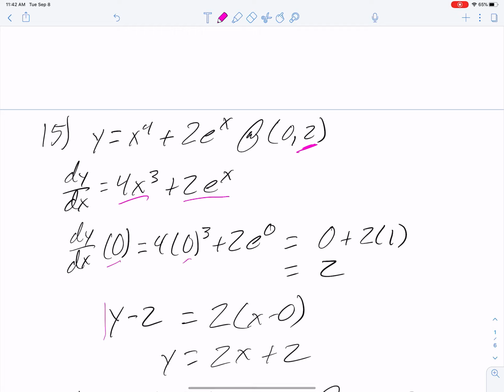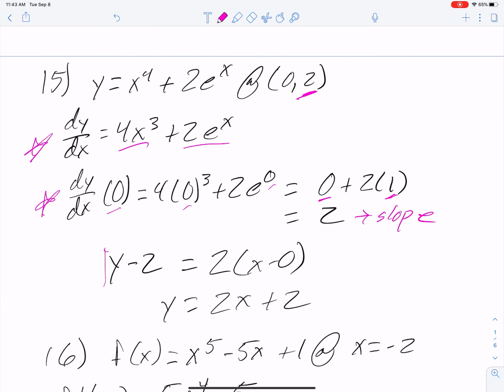I substitute in my 0. Now, if you're not using as formula notation as I am, that's okay, but please have your derivative labeled up above. And so I know 4 times 0 is 0. e to the 0 is just 1, so I end up with a slope of 2. And then I can write my equation. y minus my y-coordinate equals my slope times x minus 0. Again, as I said, there's no reason that you have to rewrite it in slope-intercept form, so why bother?